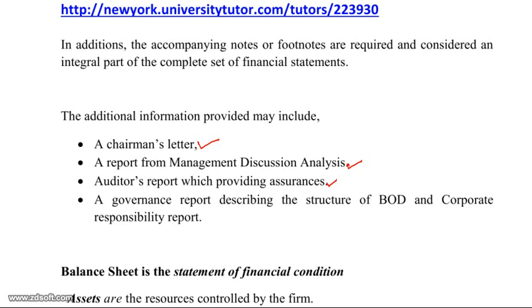Okay, if the auditor's report is a clean report, then it is an assurance that we are doing analysis on accurate financial statements. If the auditor's report is not providing any assurance, it means the analysis is a waste, because whatever you are taking as the basis for analysis is not a fact, so our analysis will fail. This is very important. Next, a governance report describing the structure of the board of directors, and a corporate responsibility report.